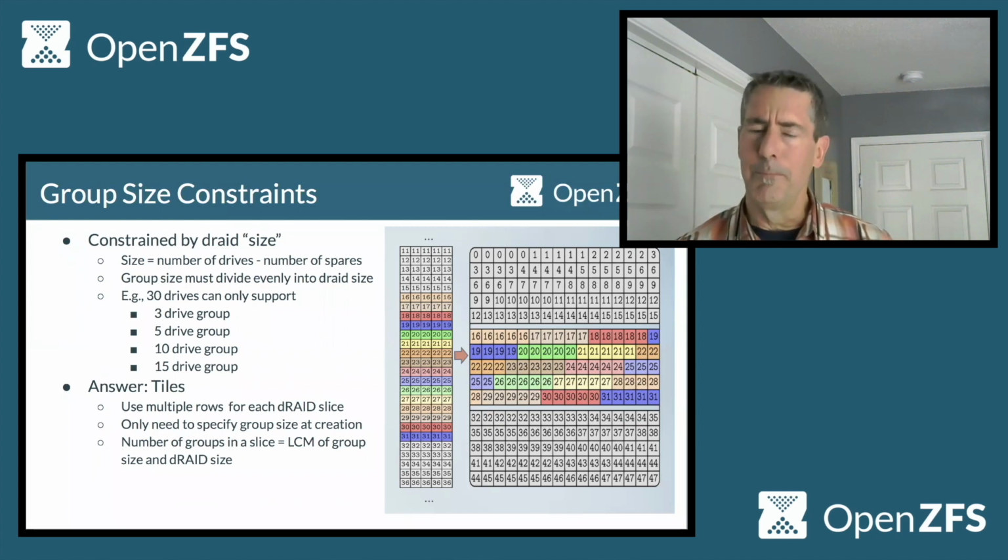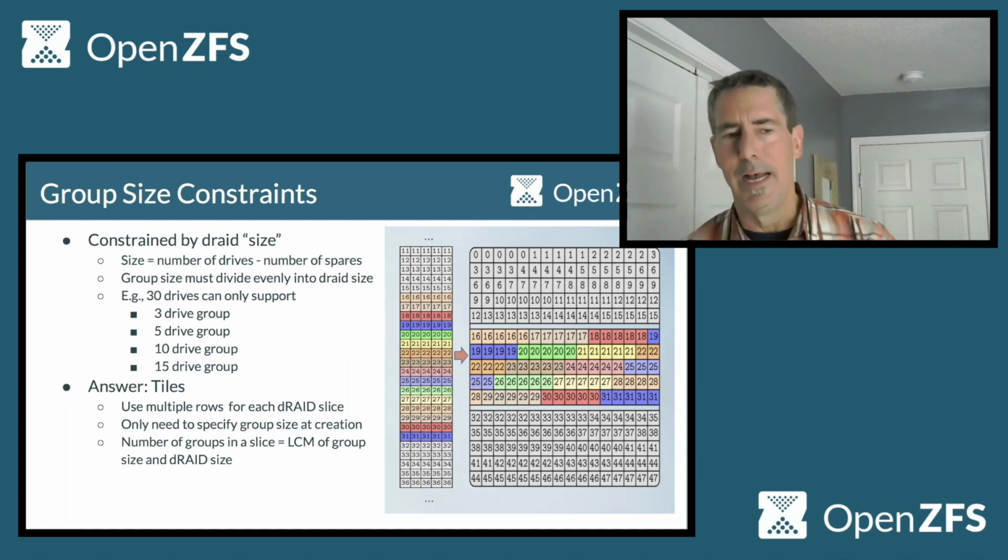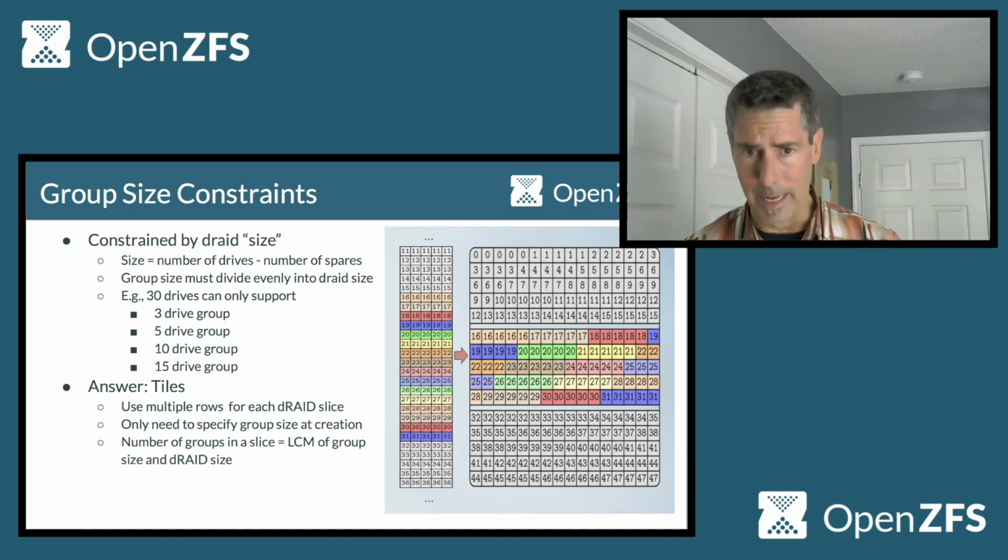The problem was that it was not optimal, obviously, and you'd end up with some groups of one size, some groups of another size, and it's hard to reason about a pool when you have different sized groups like that, in terms of performance at least.